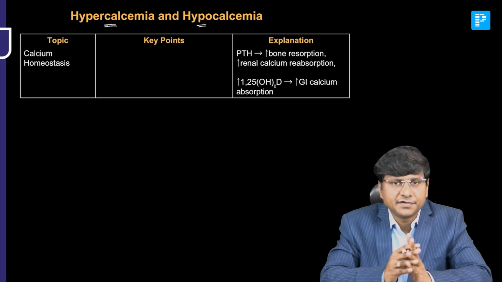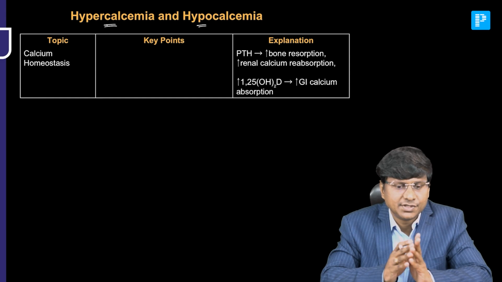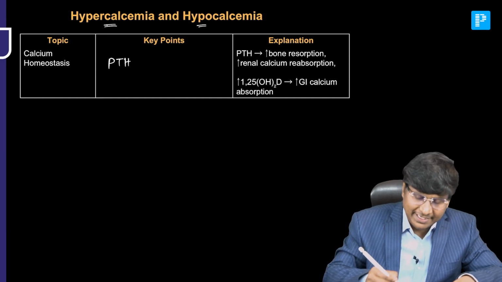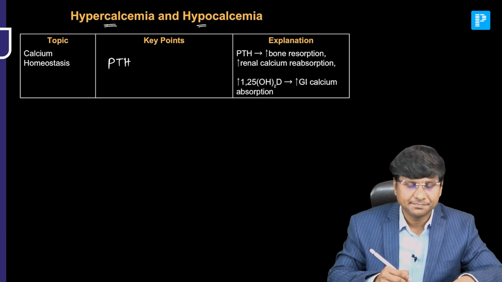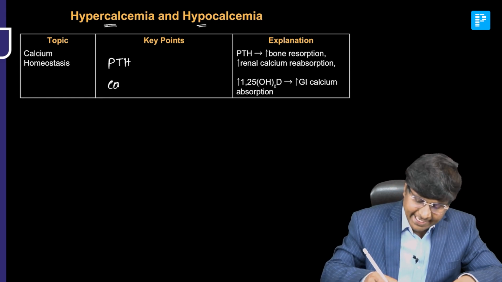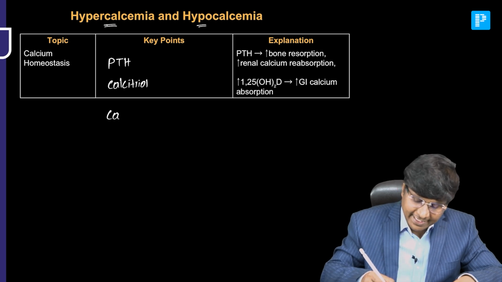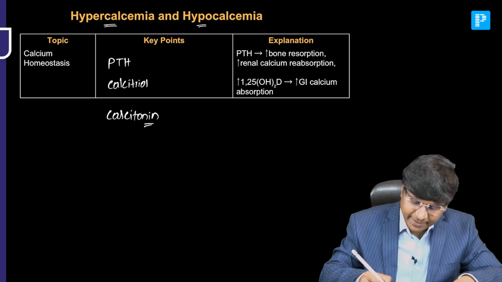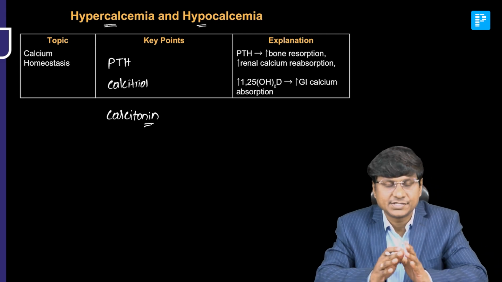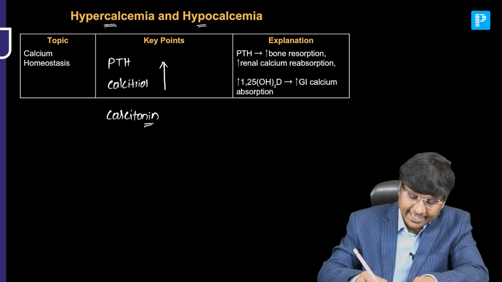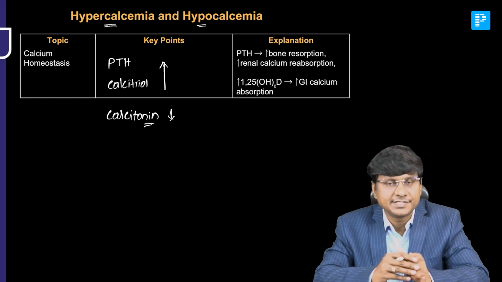So if you take the calcium homeostasis, the level of calcium in our body is being maintained by parathyroid hormone, which will increase the calcium. Then the active form of vitamin D, that is calcitriol, which will also increase the calcium. Then we have calcitonin, which is produced by parafollicular cells or C cells, which will reduce the calcium. So the first two will increase the calcium and the next one will decrease the calcium.